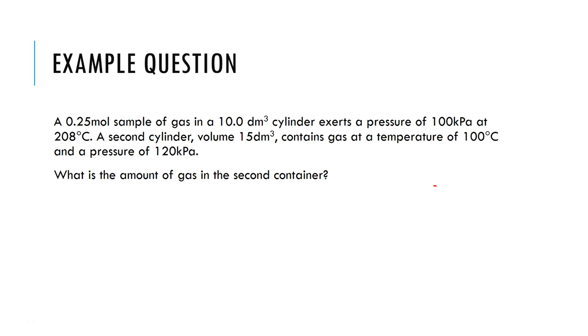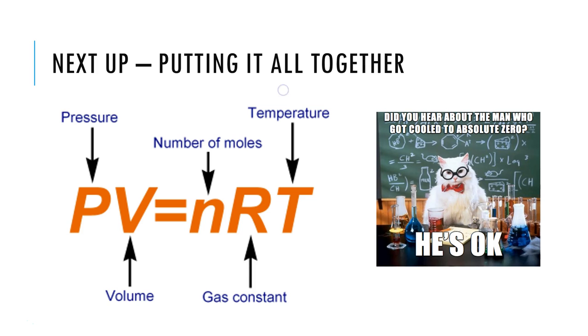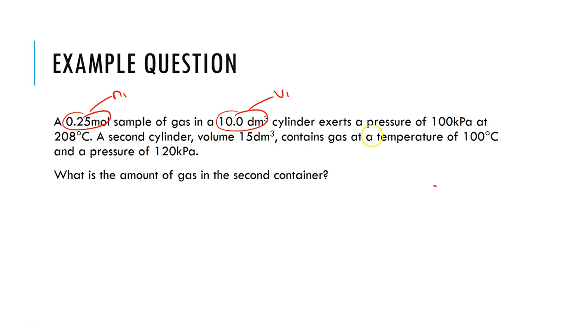Let's have a look at a question. This is a combined gas law equation. We're putting it all together, so we need to identify all our variables quite carefully. We have a 0.25 mole sample of gas, so this is going to be n1, in a 10 decimeter cubed cylinder, so we have a V1, and it has a pressure of 100 kilopascals. This is P1. At the moment I don't need to make any conversions.